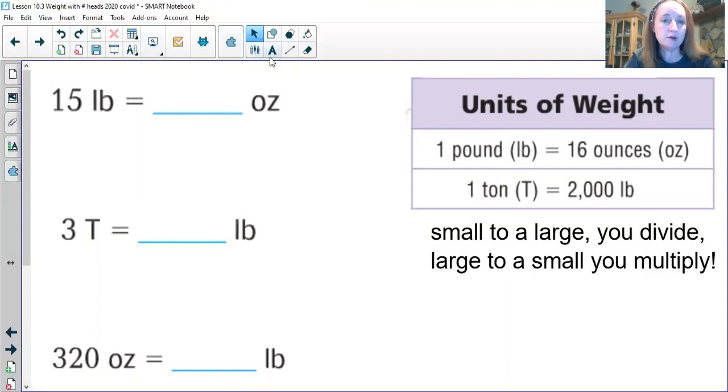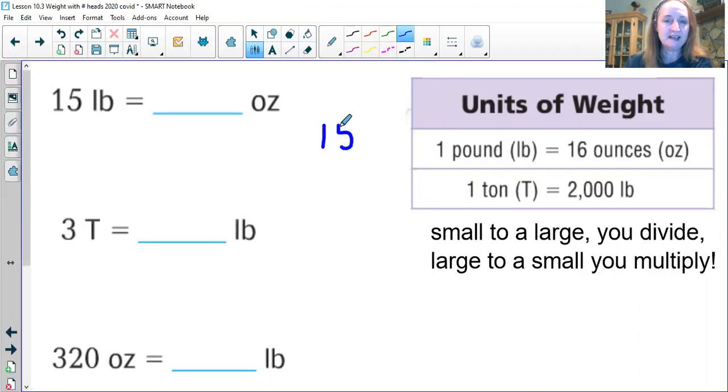So I'm going to multiply by taking my pen here. Now it's going to be a little bit different than in the classroom because I'm going to have to use my mouse to make this work. So let's go ahead and do 15. And we're going to multiply that times, let's look over here, 16 ounces, because that tells me how many ounces 1 pound is. And I'm wanting to know how many 15 will be. So you're going to do 15 times 16.